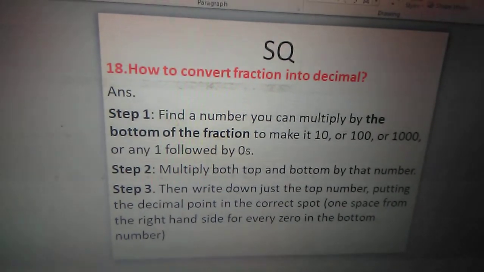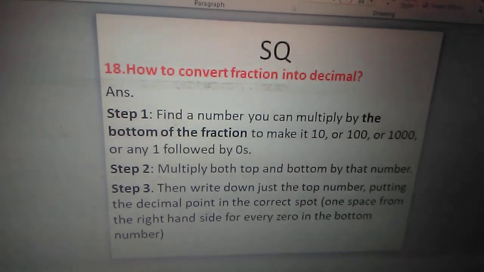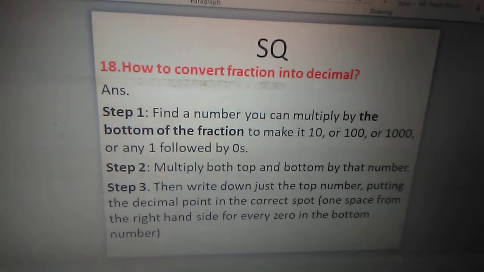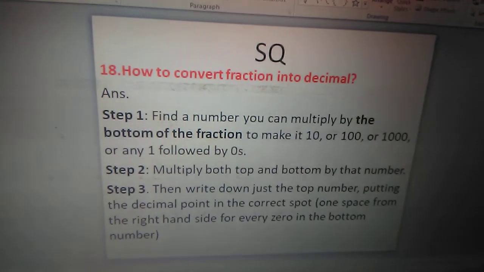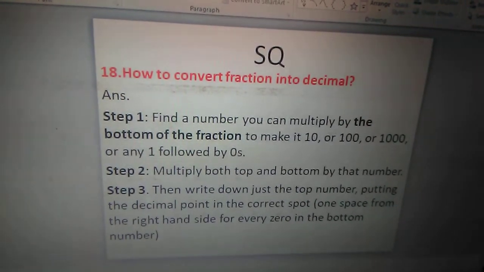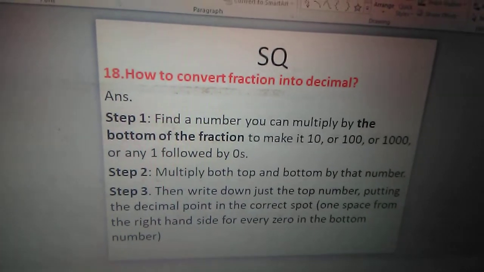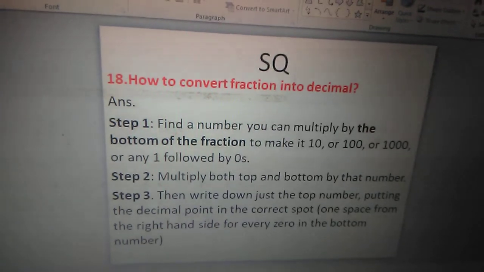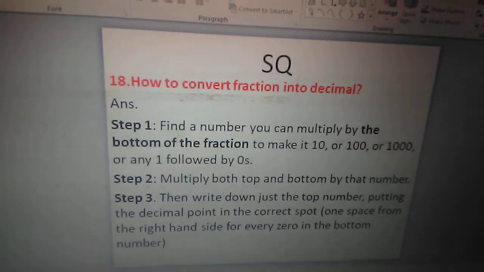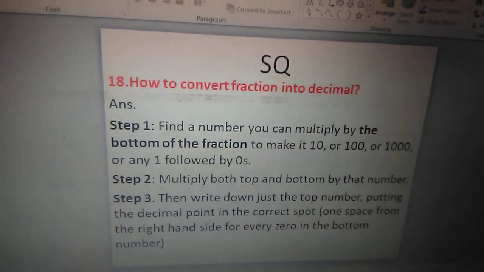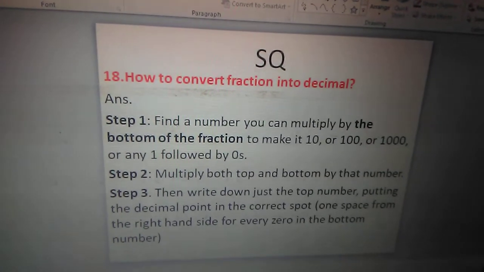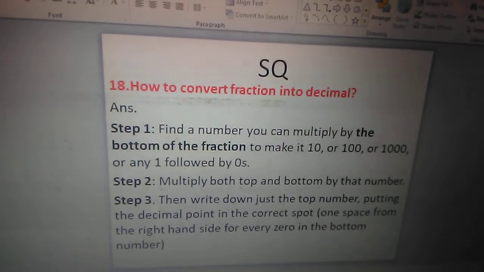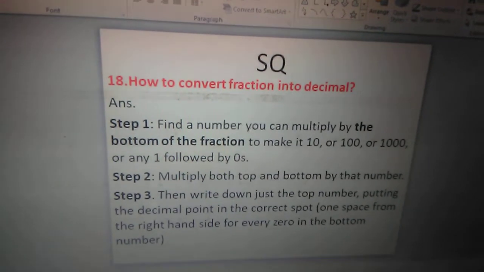Then write down just the top number, putting the decimal point in the correct spot. How do you put the decimal point? One space from the right hand side for every 0 in the bottom number. If there is 1 zero, after 1 digit you will place the decimal; 2 zeros, then after 2 digits you will place the decimal. This is the system of placing the decimal.